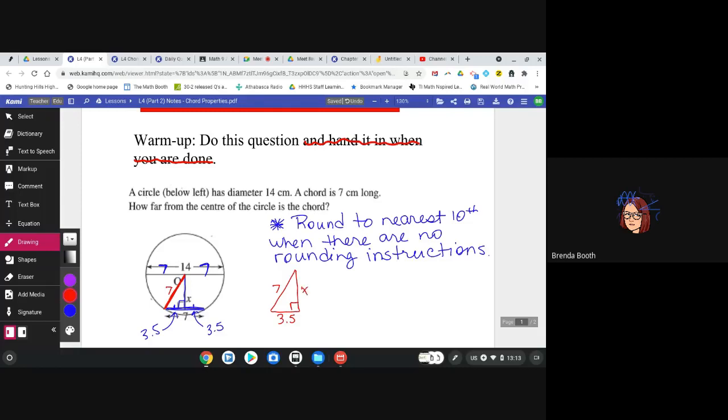So we're finding x. So x is this distance from the chord to the center. And x is equal to the square root of 7 squared, subtract 3.5 squared. And I need you guys to probably check. My work's pretty sketchy here. I think what it says is 6.1 units.